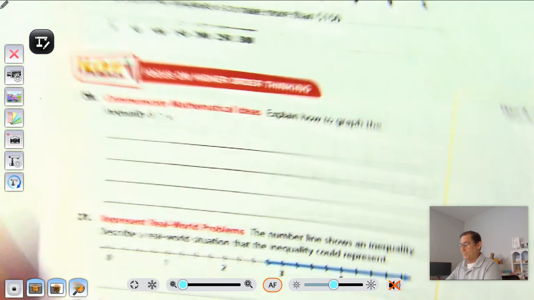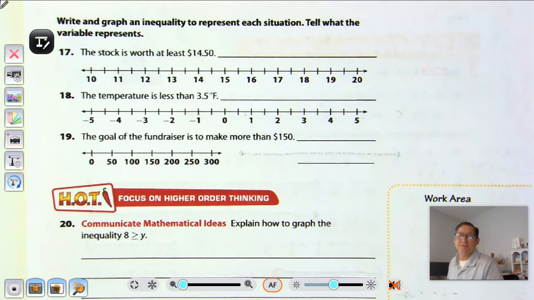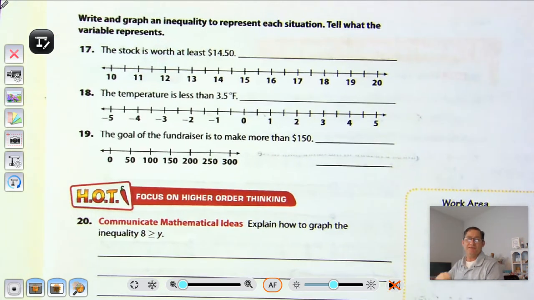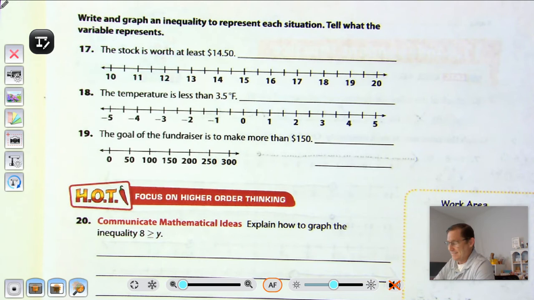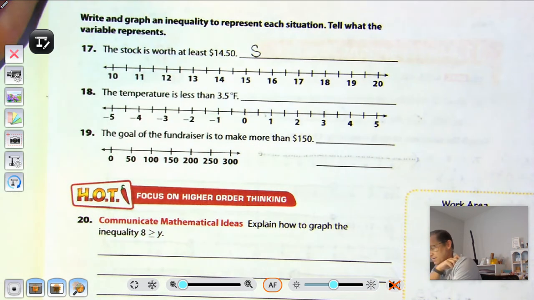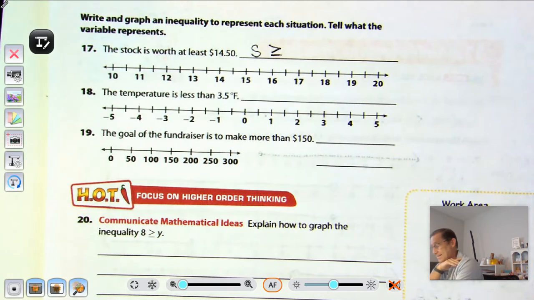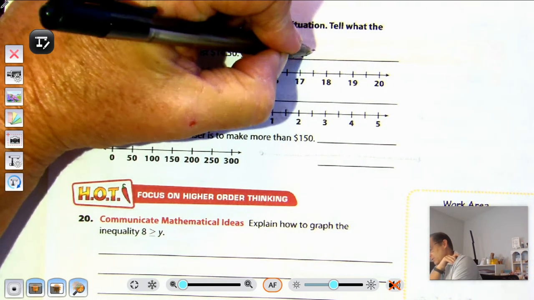All right, 17, page 326. Write and graph an inequality to represent each situation. Tell what the variable represents. The stock is worth at least $14.50. As for stock, at least, it can be more than 14 and a half. And it can also be equal to 14 and a half dollars.